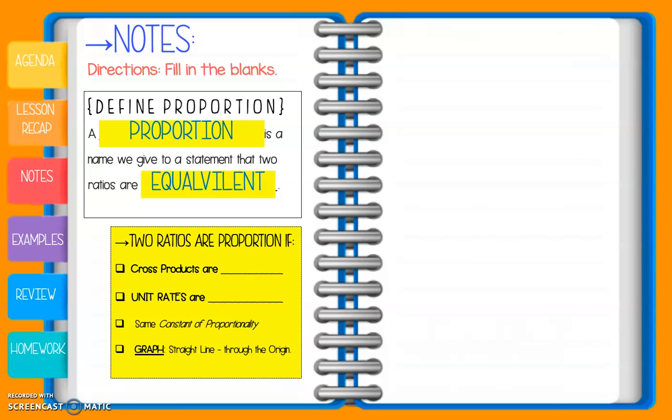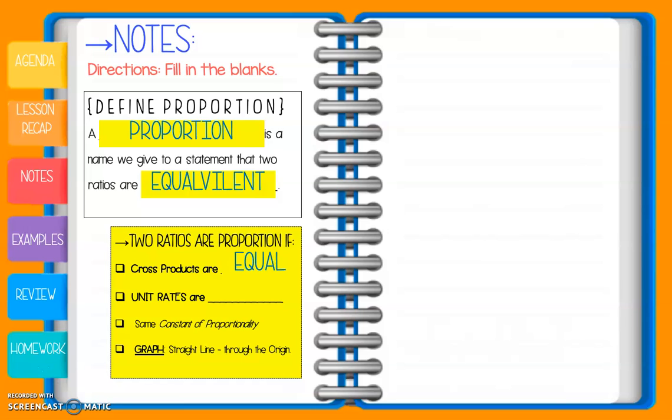Okay, so yesterday we worked on solving proportions, so we were looking for the missing piece. Today we're going to be given both pieces of our proportion. We have to determine if they represent a proportional relationship or not. So the first two ways we're going to determine if they represent a proportional relationship is by looking at the cross products. If the cross products are equal, then they are proportional. If they are not equal, then they're not proportional.